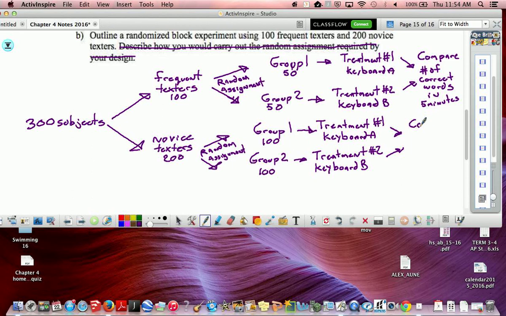And then again, we want to compare the number of correct words in 5 minutes.